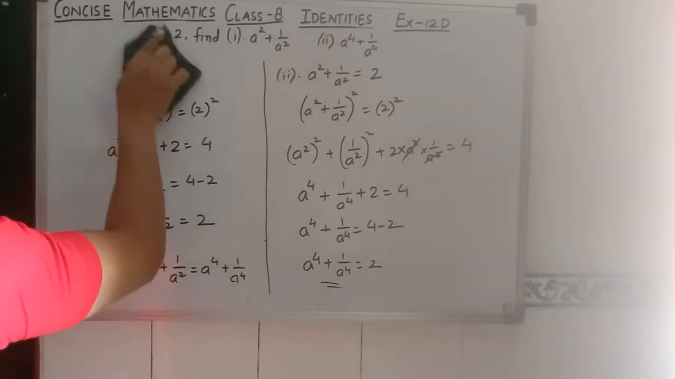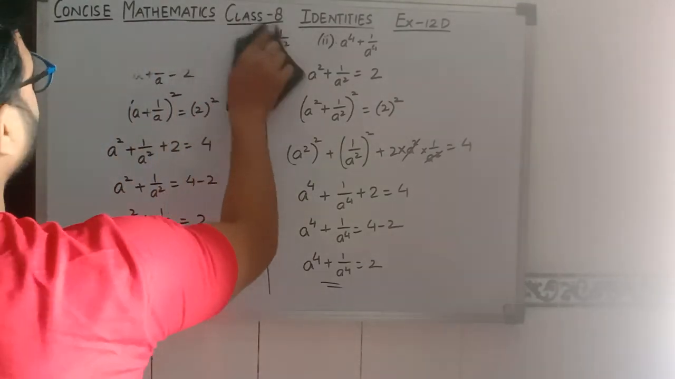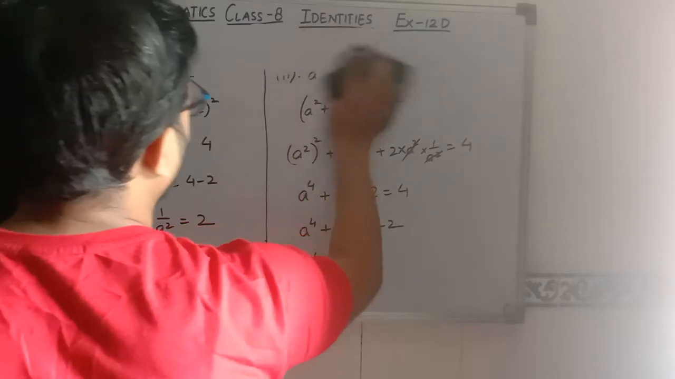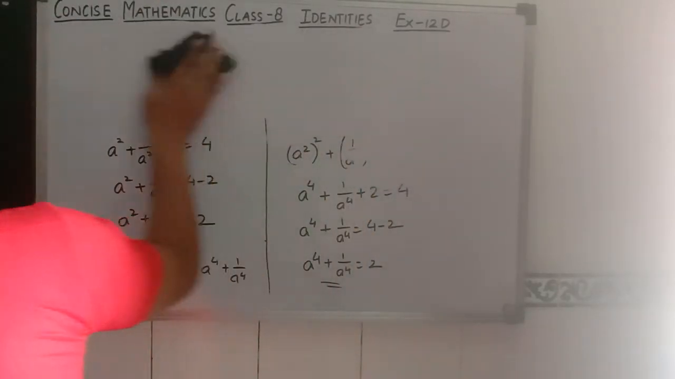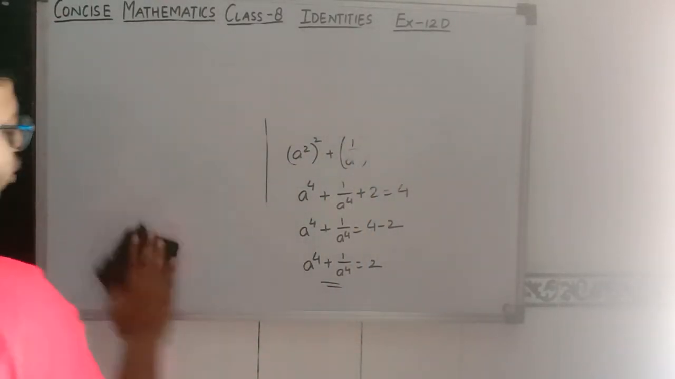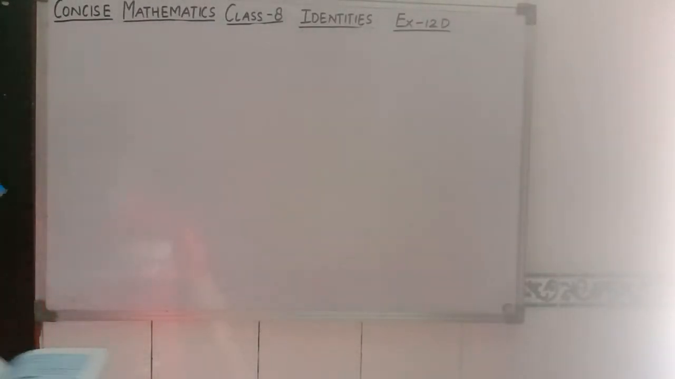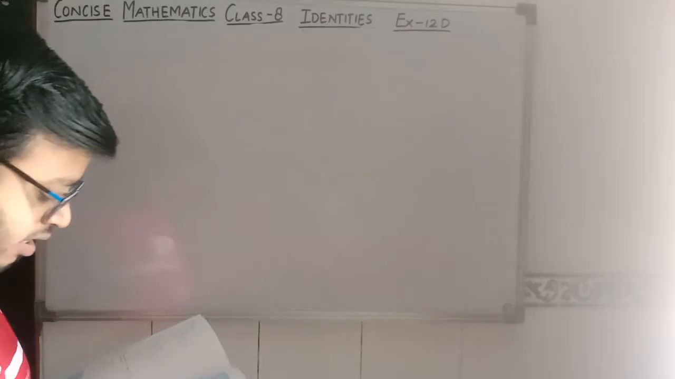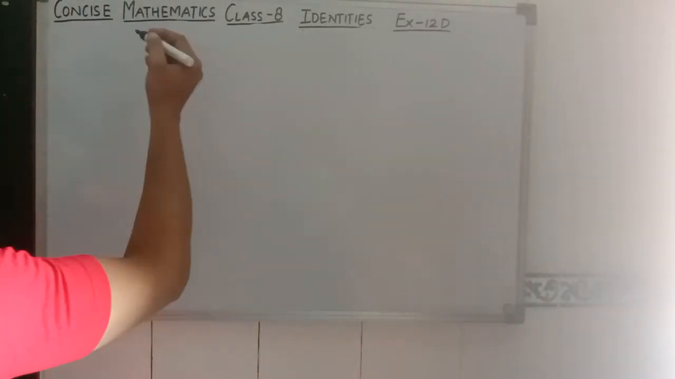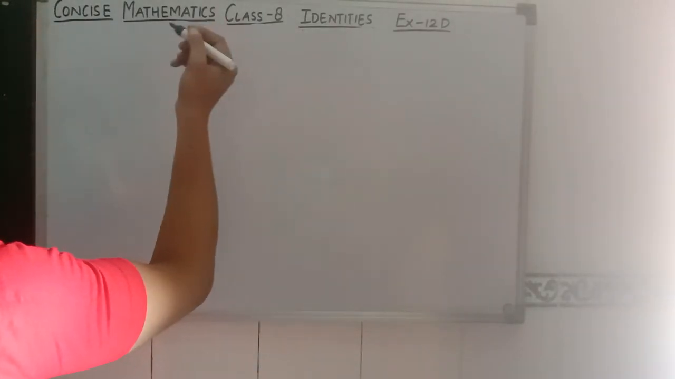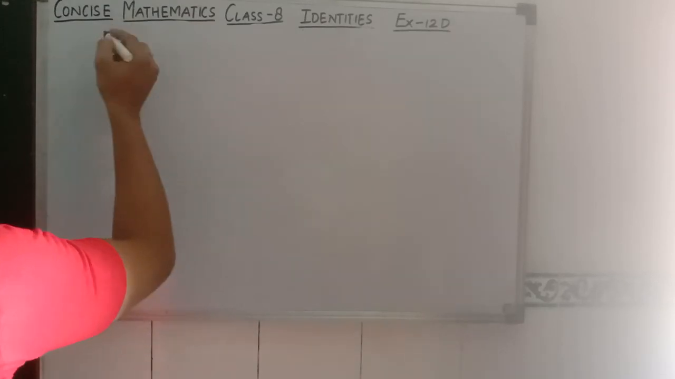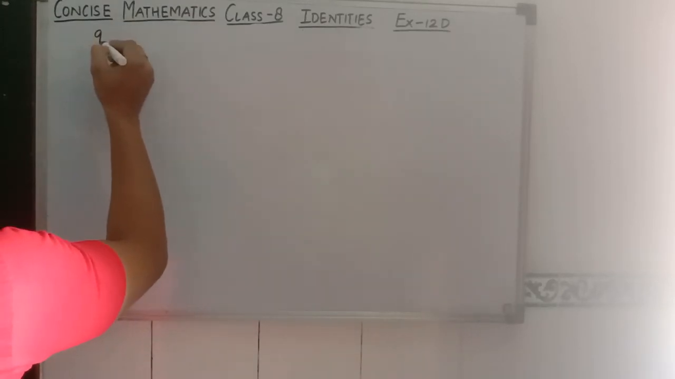So now proceeding forward to the next questions, because the rest of the questions are all solved with the help of these methods only. They all are applications of the identities. Now I am going to tell you question number, all the questions are the same up to 8. So now question number 9, expand.